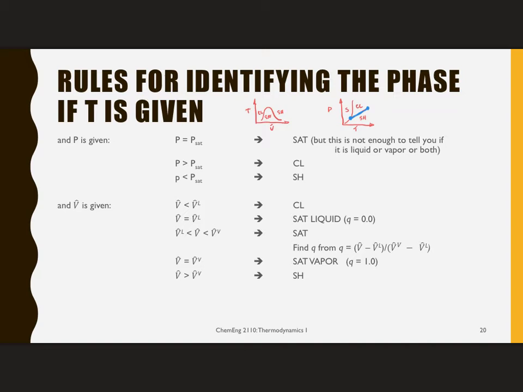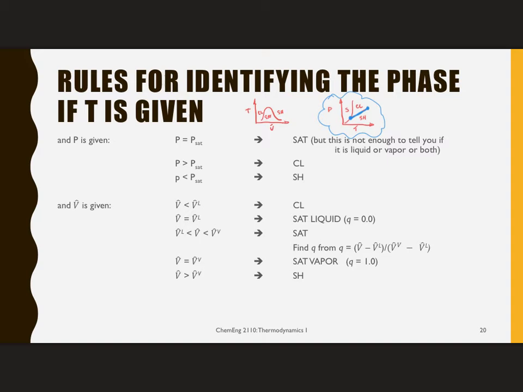So now we have a given temperature. If the other thing I know is pressure, then I'm considering this graph here. If the pressure is exactly on this line, then I know that it is saturated. Okay? It doesn't tell me how much is in the liquid or vapor phase, but I do know that it's saturated, but it's just a point on a line, so I can't give you any additional information. If the pressure is higher, it's a compressed liquid. If it's lower, it's a superheated vapor.